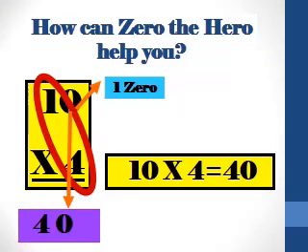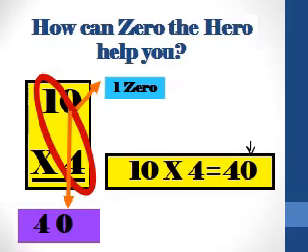So after watching this video, you will be able to solve any exercise. So how can Zero the Hero help you? Every time you have to multiply the 10 by any number, you have to directly put the 0 to the right. So how many zeros do I have here? 1 zero. So I directly put it to the right side. And 1 times 4 is 4. So 10 times 4 is 40.